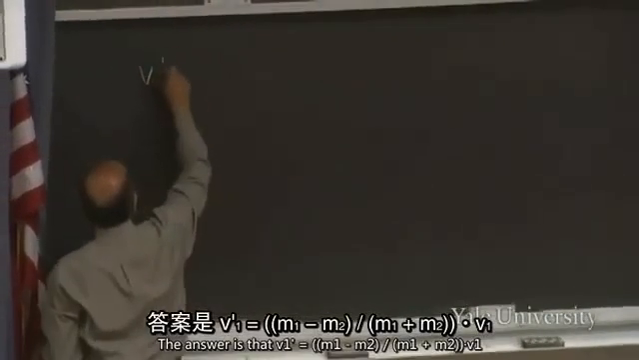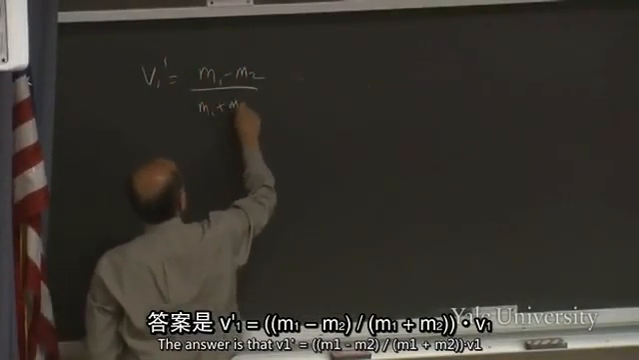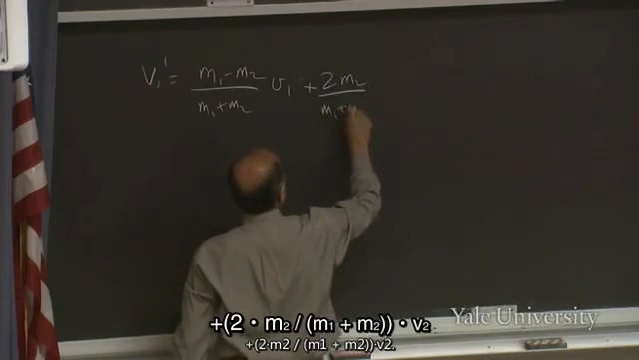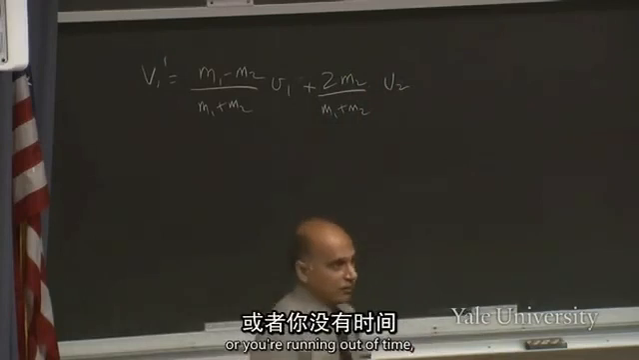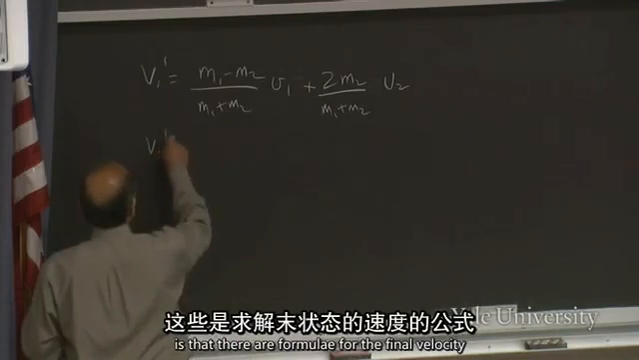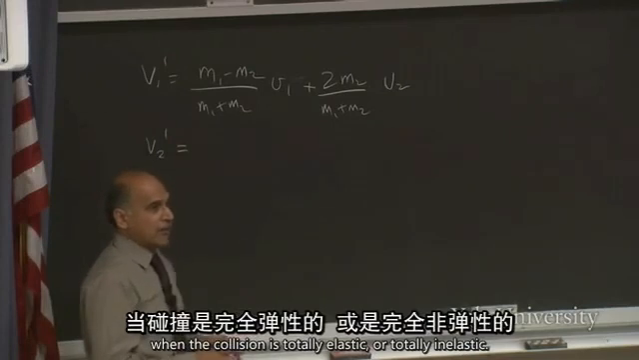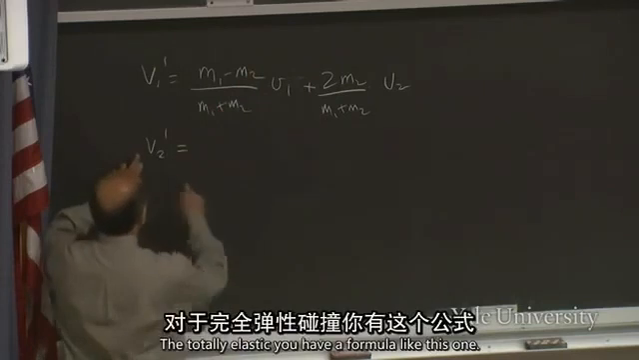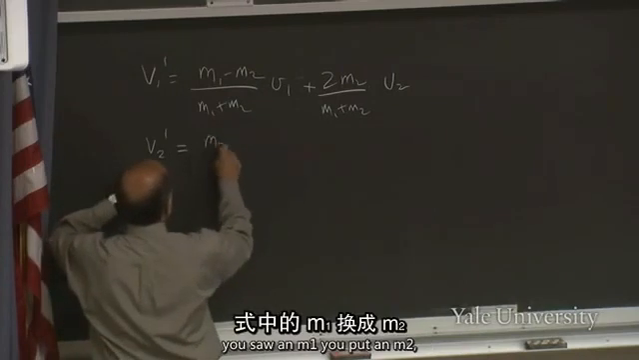The answer is that v1 prime is equal to m1 minus m2 over m1 plus m2 times v1 plus 2m2 over m1 plus m2 times v2. These are no great secrets. You'll find them in any textbook. So if you cannot follow my handwriting, you're running out of time. What you should be understanding now is that there are formulas for the final velocity when the collision is totally elastic or totally inelastic. If they're totally inelastic, it's what I wrote there, v prime. For the totally elastic, you have a formula like this one. So here, you just replace everywhere you saw an m1, you put an m2.